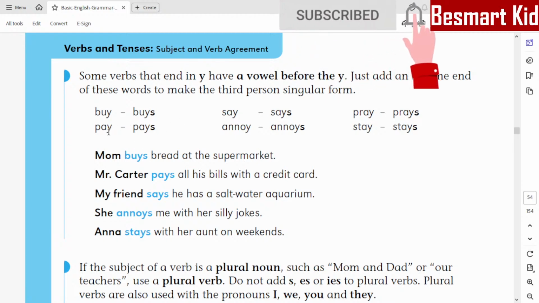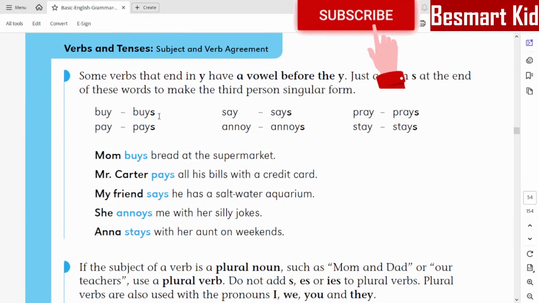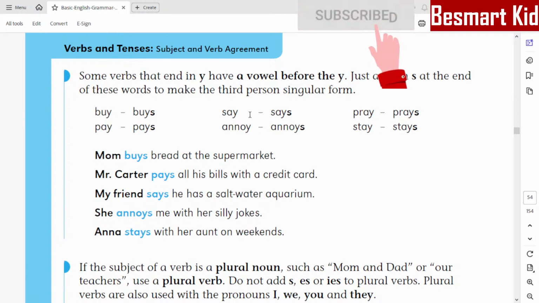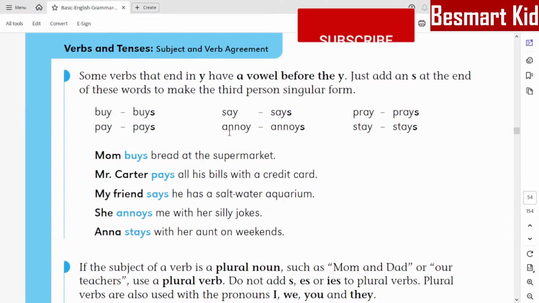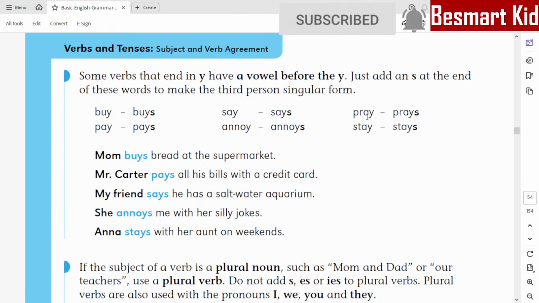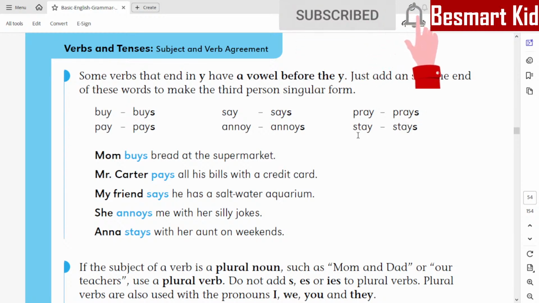So here, let's start. Buy is going to be buys. Pay is going to be pays. Say, says. Annoy, annoys. Pray, prays. Stay, stays.